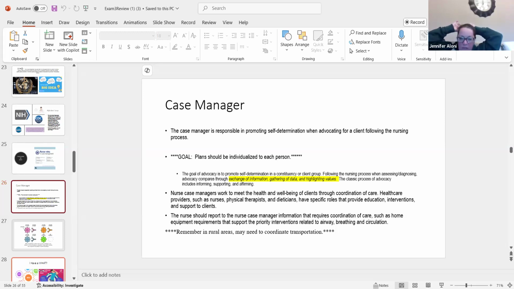We're going to make sure that the nurse reports to the nurse case manager whether there is anything in the home that requires priority interventions, such as airway, breathing, and circulation. So if somebody's on oxygen, you need to make sure that the case manager knows that, right? So that you can get that all set up for the patient before they get home and they don't have their oxygen.